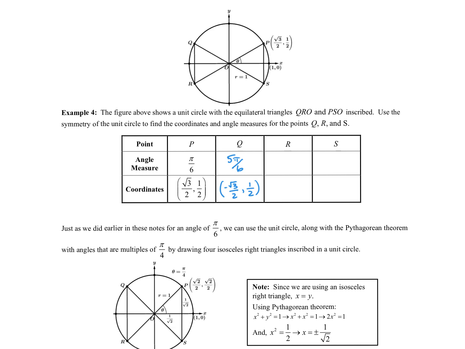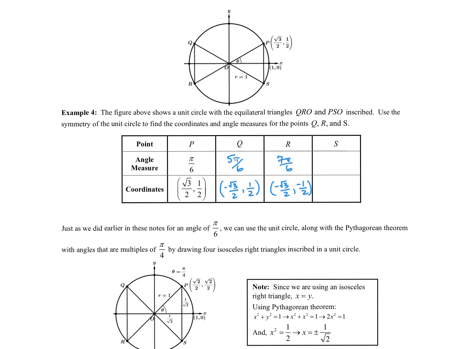All right, let's do it again. And so r, what's my angle measure for r? 7 pi over 6. All right. Now, my coordinates for that one, what would my coordinates be? Negative square root 3 over 2 and a what? Negative 1/2. Why are they both negative on this one? Because it moved left and down.